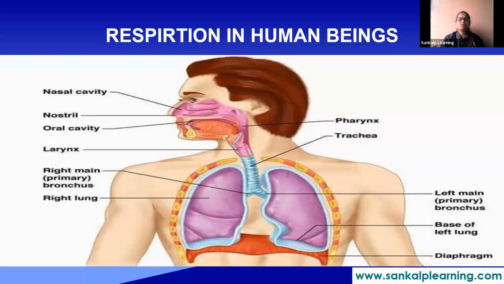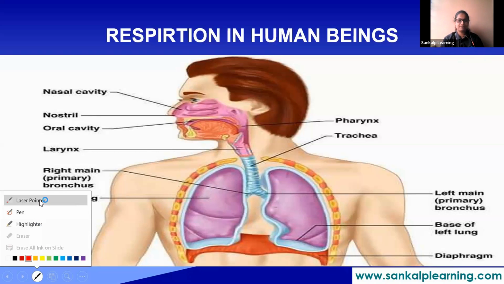Okay. So this is the respiratory system in human beings. Our respiratory system starts with the nasal cavity. It will go to the nostril. Okay, so this is a nostril, the opening, and the inner space is called the nasal cavity. Then after that, it will go to the pharynx. Then the trachea, you can see the trachea over here. C-shaped rings are there in between.